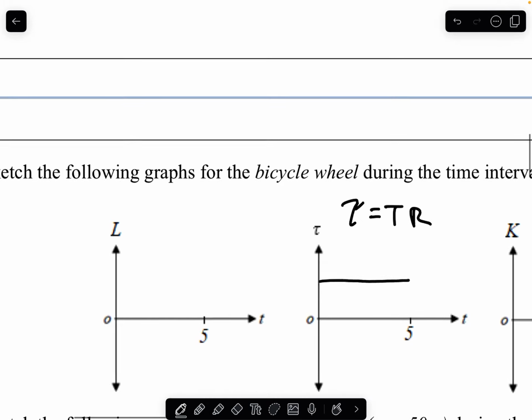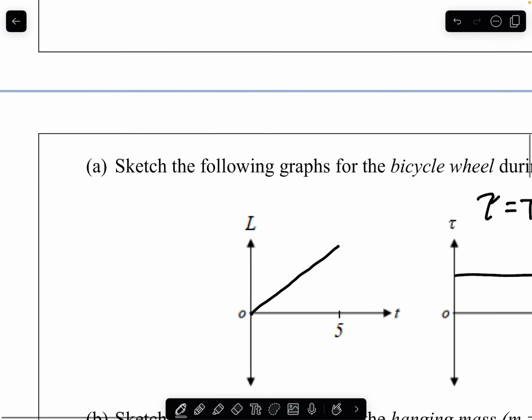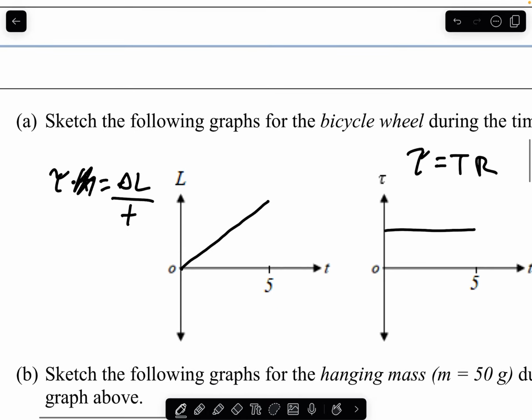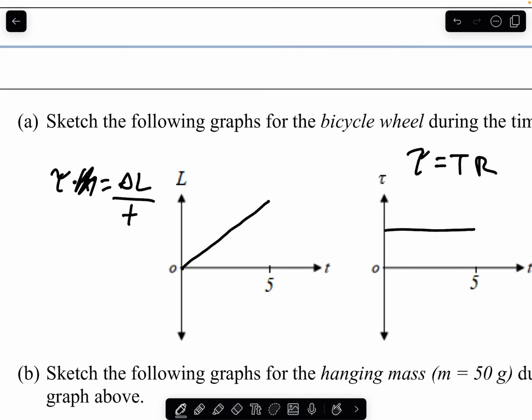So that's why net torque is constant, and since net torque is the derivative of angular momentum, the angular momentum is going to be increasing with a constant slope because, like I said before, net torque times time equals a change in angular momentum. So when you divide it by time, you're going to get torque. And since torque is constant, the change in angular momentum over change in time is going to be a constant slope.